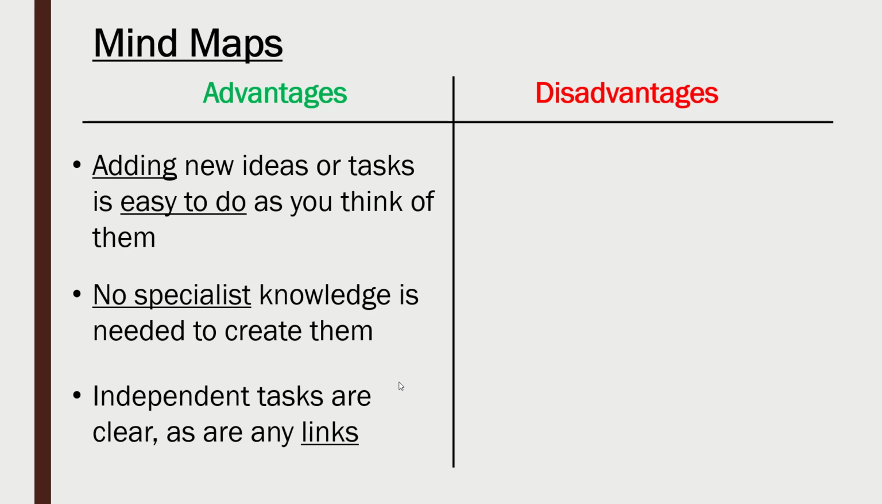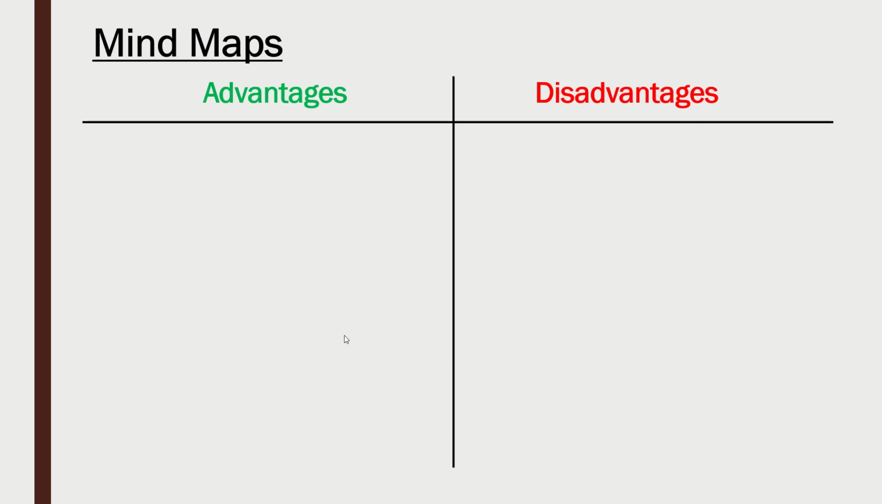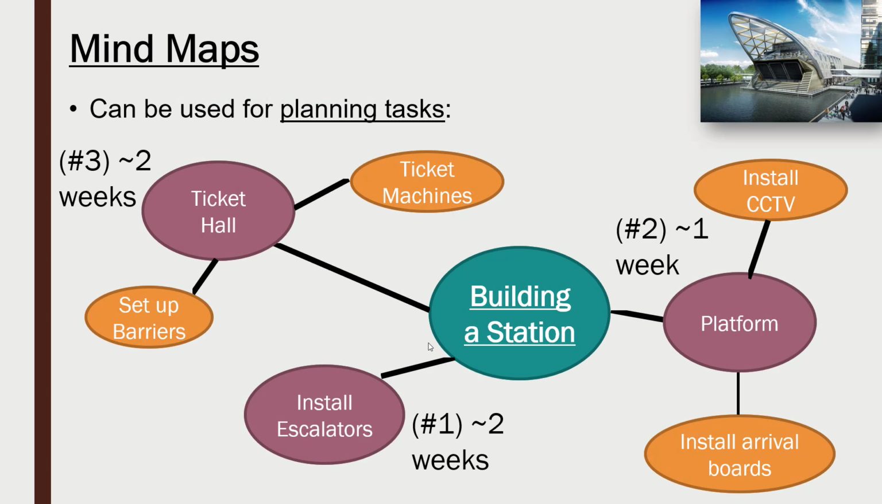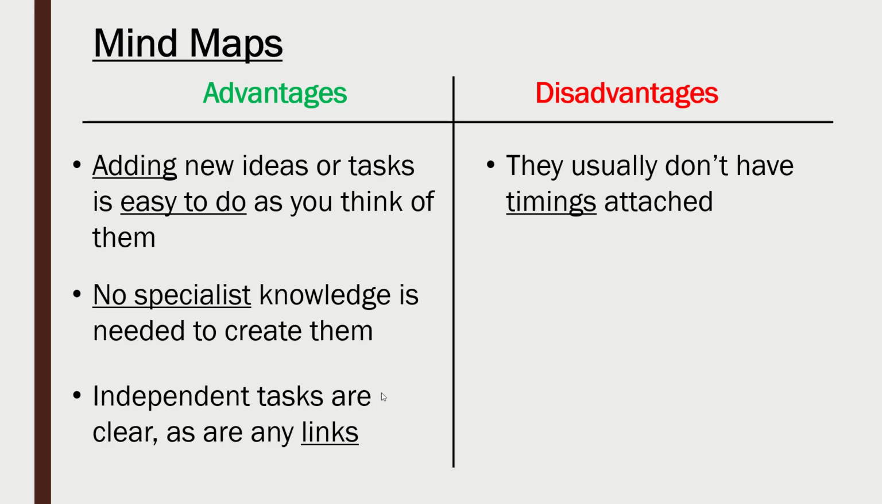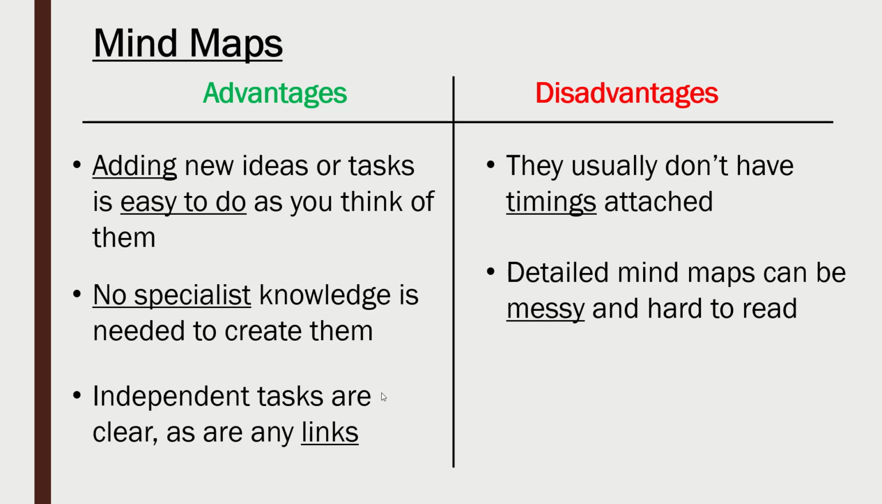It's also good to show any independent tasks, because if you have no links, say, to the escalators, like no links between this and another task, we can see that it's an independent task. We don't need to do anything before we make the escalators. So that's quite good. Also good at showing just links between tasks, so showing dependency as well. But what's not so good about it is usually they don't have any timings attached. I added some to my task 1, but usually they don't, and it's not designed really for timings. It also can get quite messy the bigger you make it, and it becomes hard to read. So it might make sense to you because you made it, but your mess of ideas might be hard for someone else to understand.